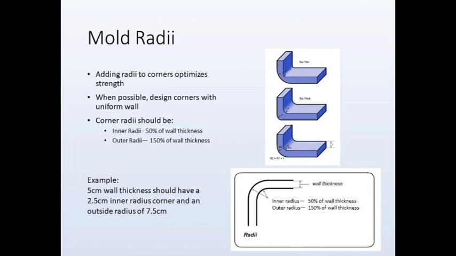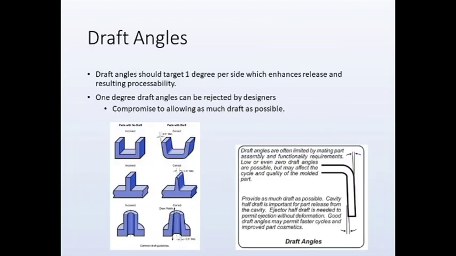Draft angles. For draft angles, we should try to target 1 degree per side to help enhance the release of our green part from our molds. 1 degree draft angles are sometimes rejected by designers, due in part to fit requirements with mating components. In those cases, we try to target a 1/4 to a 1/2 degree draft angle per side.